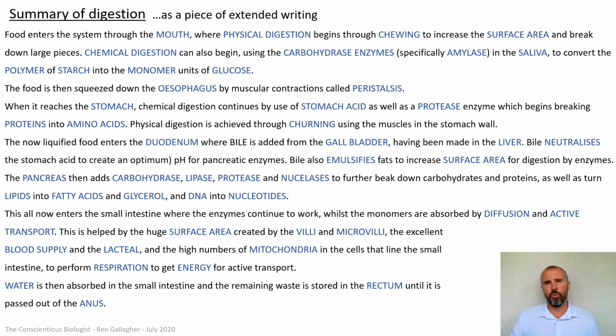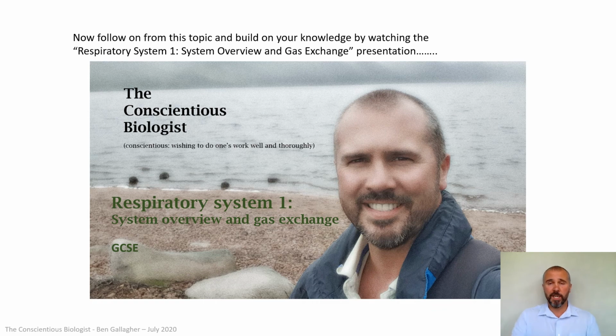So have a read of it if you want to. It summarizes everything from the last 2 videos. And please practice this kind of writing, getting detail into small amounts of space. So that's it for digestion, which is the first of the 3 major physiological systems that we're looking at. So from here, I want you to go on to the respiratory system 1 video, which is a system overview and looks at gas exchange. There's 2 on respiratory system, then there's the circulatory system ones, and that completes the physiology units within phase 1.